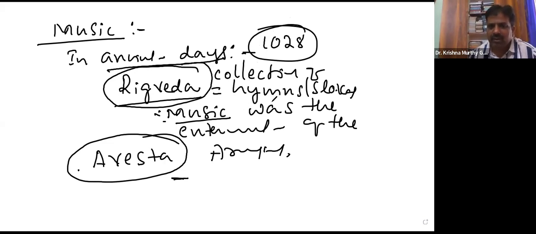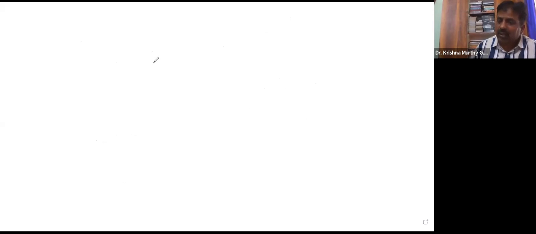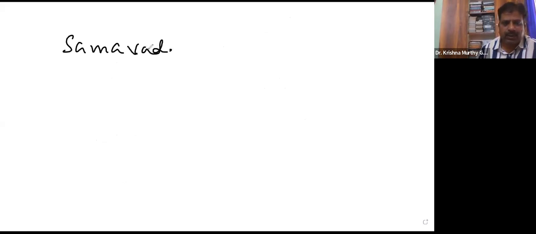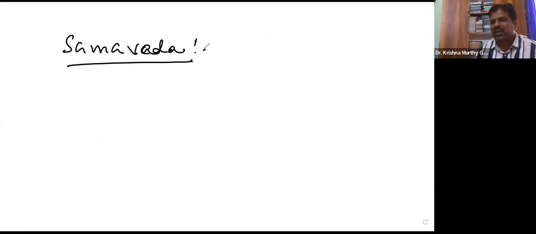It clearly says that music was the entertainment of the Aryans. Music was the profession of the Aryans. Next, another Veda, in which the overall development of the musical system is clearly mentioned, was called Samaveda. Rigveda means a collection of hymns or prayers or shlokas. What about the Samaveda?